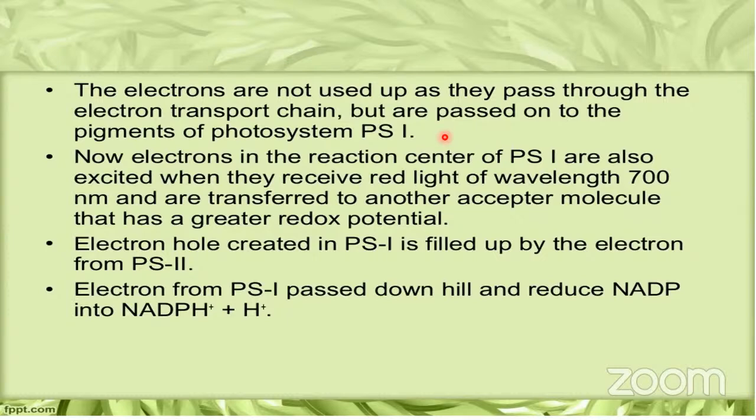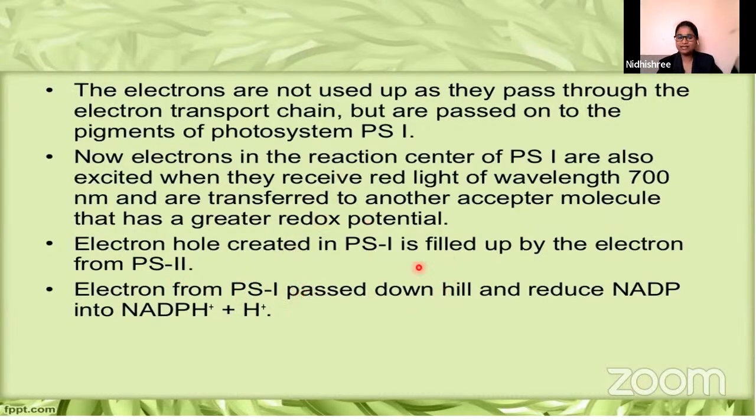The electron hole created in PS1 is filled up by the electron from PS2. Electrons from PS1 pass downhill and reduce NADP into NADPH plus H plus. Okay, thank you, Chandru. So the next important thing is the electron from PS1 which passes down the hill; it reduces NADP into NADPH plus H plus.